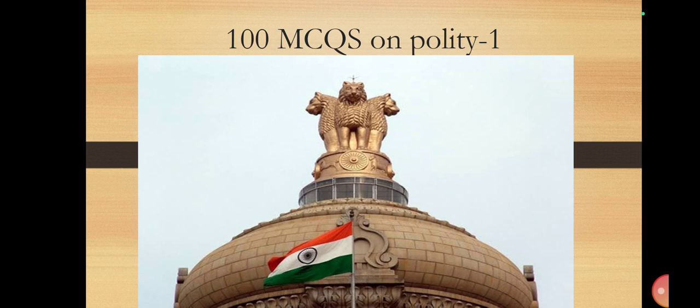Question number 13. Which one of the following statements about the electoral system in India is correct? Article 324 of the Constitution provides for an independent Election Commission in order to ensure free and fair elections in the country. The power of superintendence, direction and conduct of elections to the Parliament, the state legislature, the office of the President and the office of the Vice President is vested in the Commission.